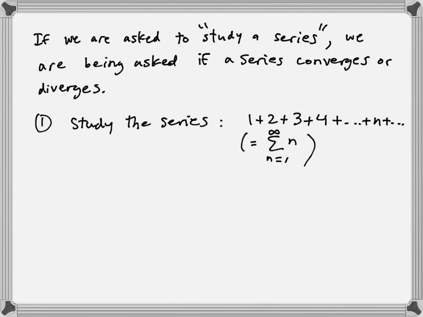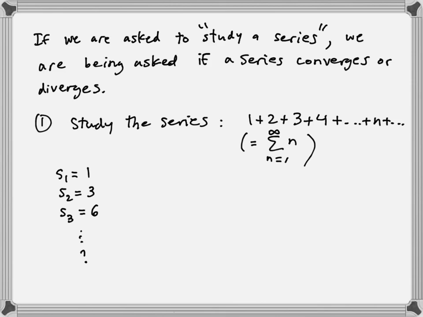Okay, how do we actually figure this out? Well, let's look at the partial sums. What's S1? The first partial sum is just 1. The second partial sum is 1 plus 2, which is 3. The third partial sum is 1 plus 2 plus 3, which is 6. And does this seem to approach anything? I mean, each time we go, we're adding a bigger and bigger number. So does this have a limit? Well, we can probably guess that this is not going to have a limit, right? These sums are not approaching anything.